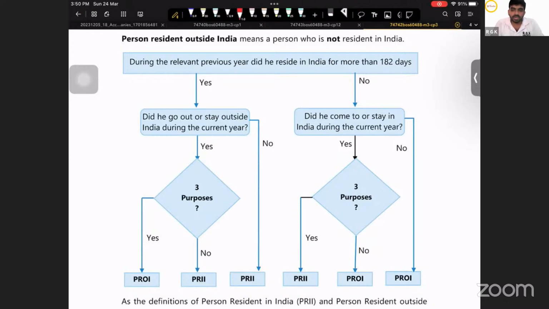Yes, meaning he was in India last year for more than 182 days. Then the next question you need to ask: did he go out or stay outside India during the current year? If he did not go out of India or is not staying out of India, then no problem. We will classify him as person resident in India. Done.